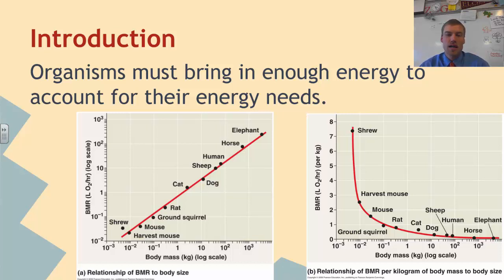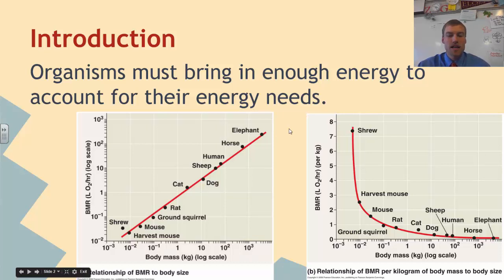And there is a strong correlation between the size of an animal or an organism and the amount of energy that it needs, and that's seen by this graph over here on the left-hand side. Right, mice are pretty small creatures. They have a much smaller BMR than something like an elephant, which is much larger, so it has a much larger BMR.